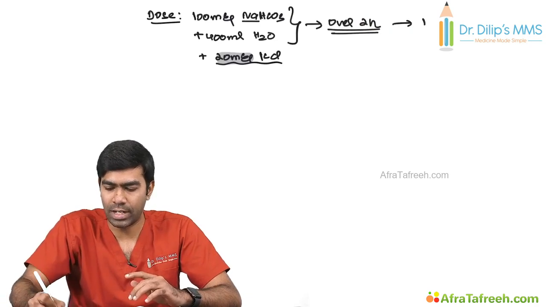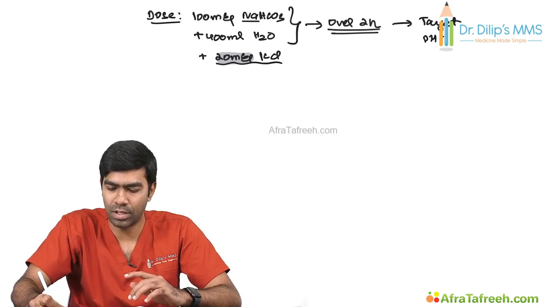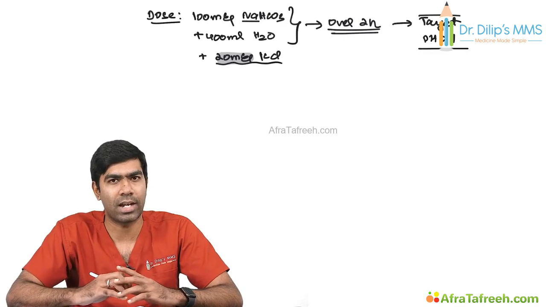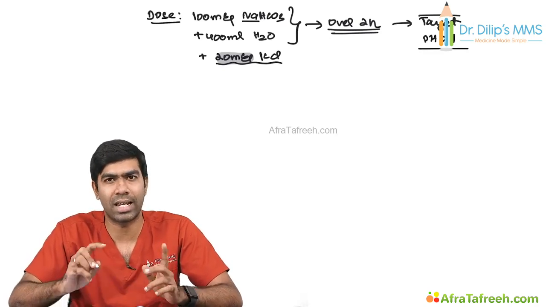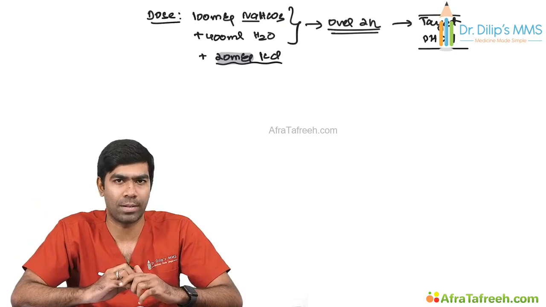So what will be the target? By giving this, my target pH should be more than 7. If my target pH is less than 7, then I can repeat the soda bicarbonate one more time.